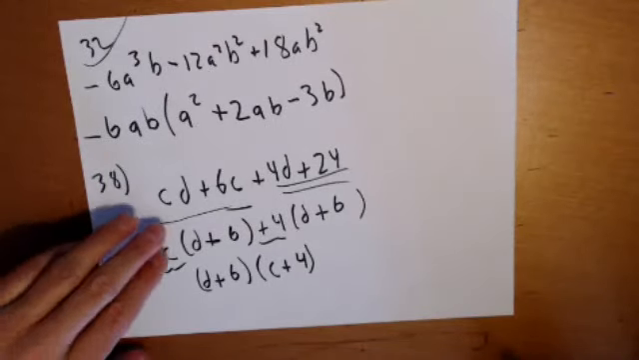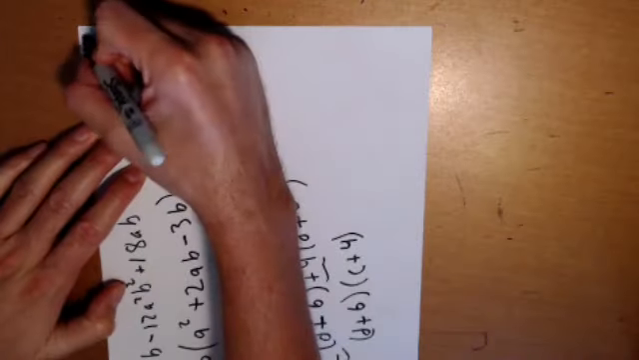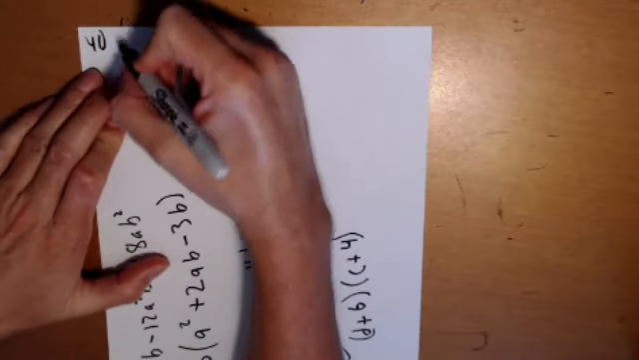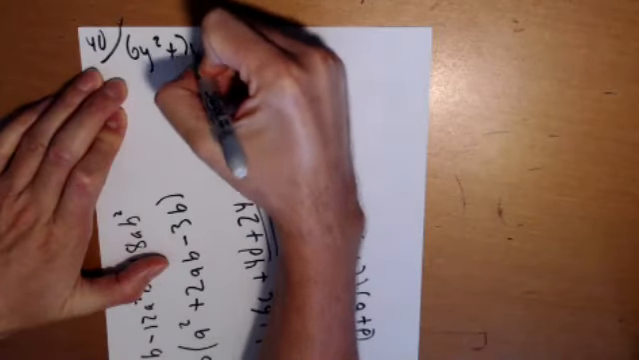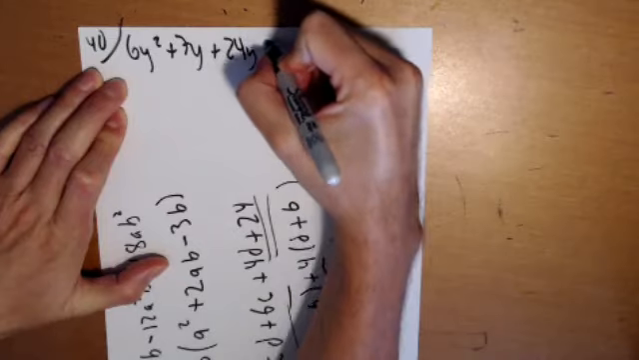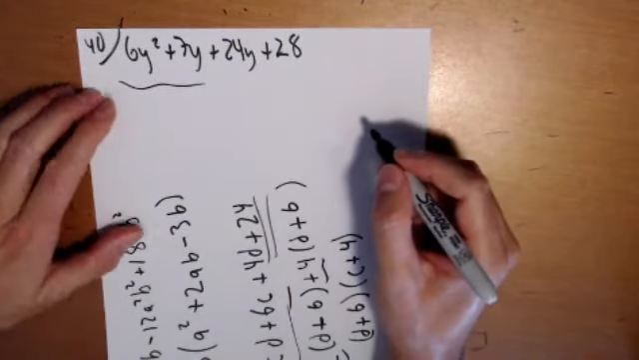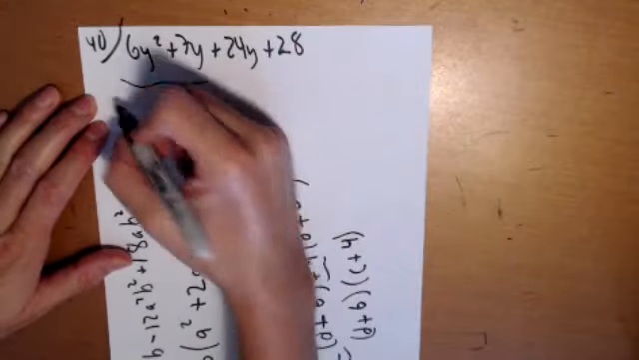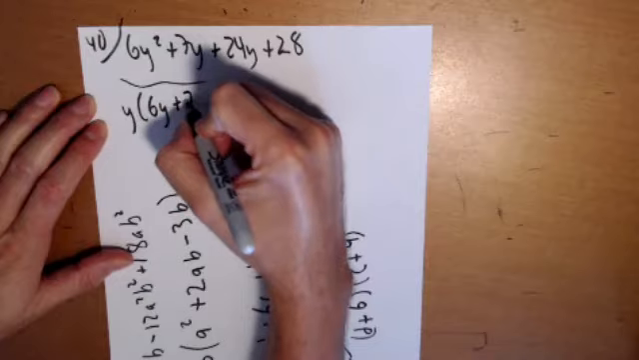That was 38. Let's try 40. So now that you saw what's going to happen when we do number 40, you'll see that I'm kind of expecting things to work out nicely like that. So we have 6y squared plus 7y plus 24y plus 28. I'm going to focus on the first two, 6y squared plus 7y. The only thing I can take out is a y, leaving me with a 6y plus 7.